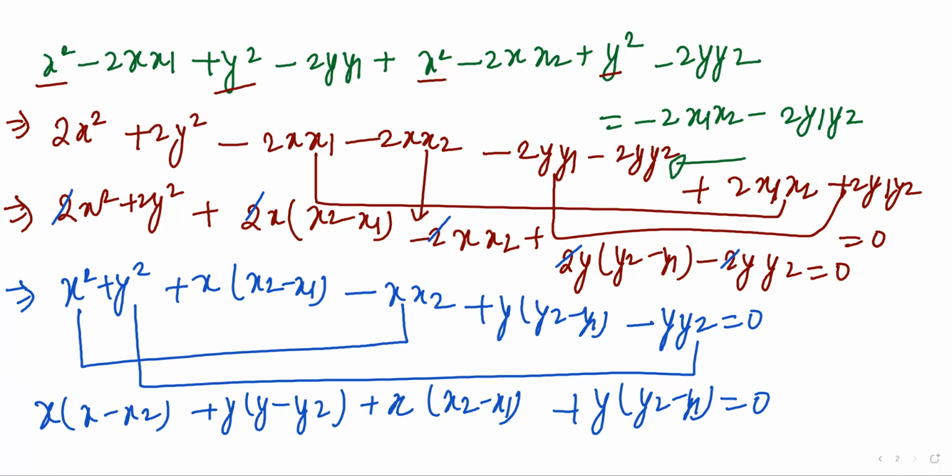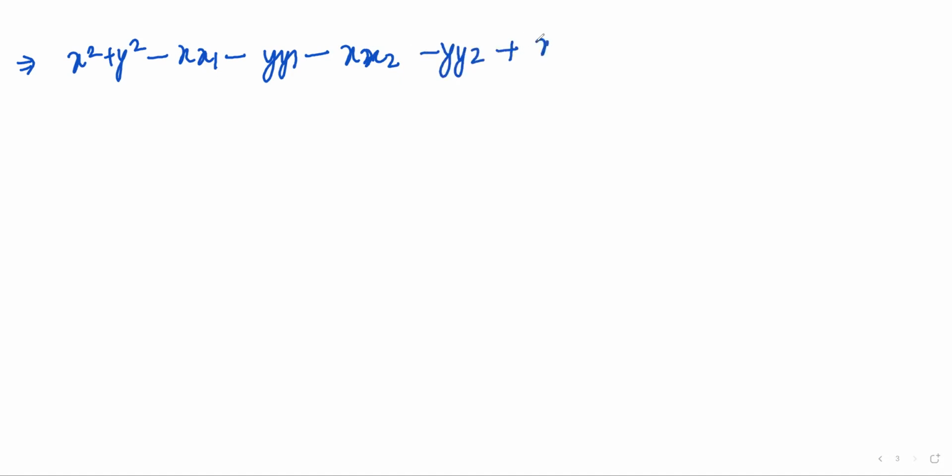So right up to this point, then I will tell you for the common how to take like this. After writing all the terms together like x square plus y square minus x1 minus y1 minus x2 minus y2 plus x1 x2 plus y1 y2 is equal to 0. So what we can do now?